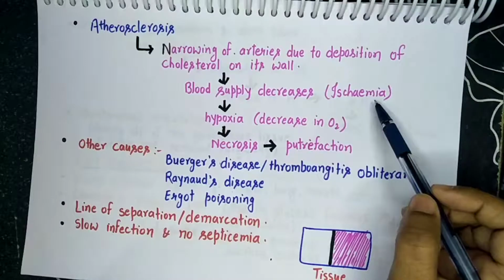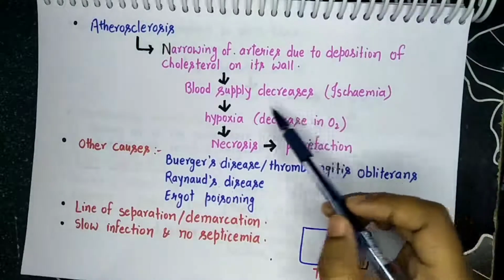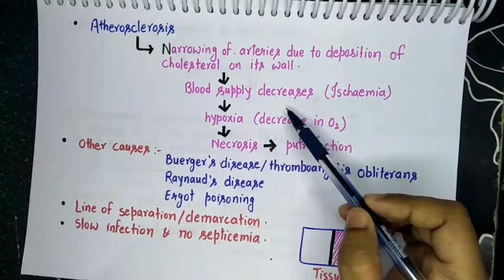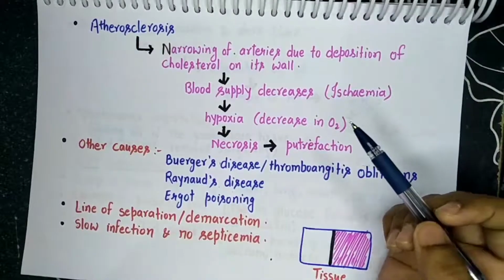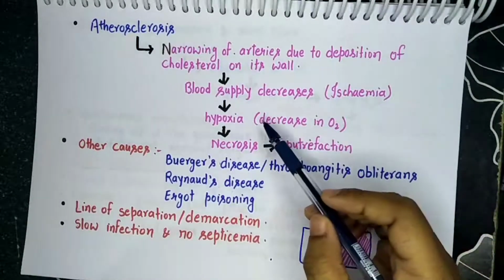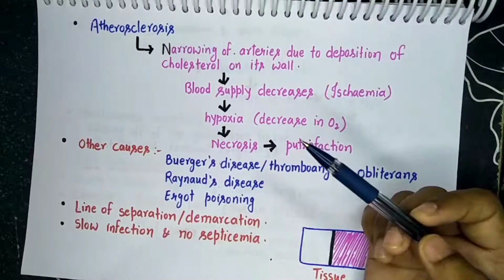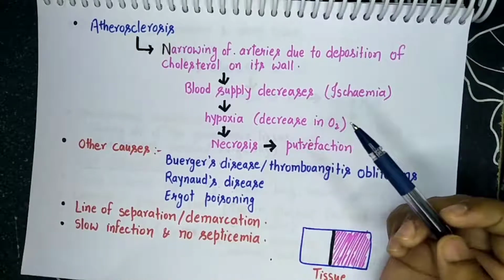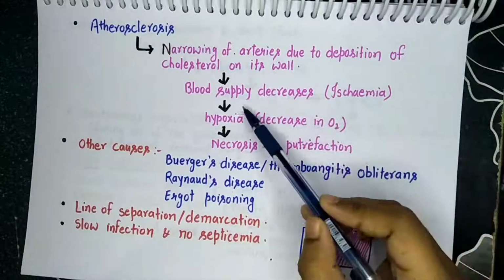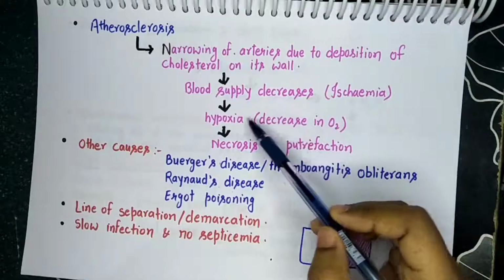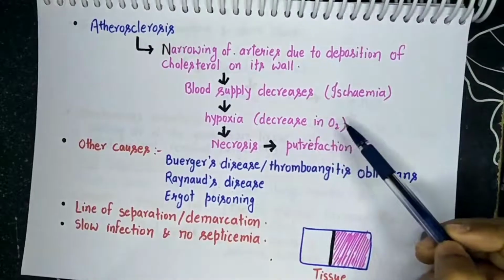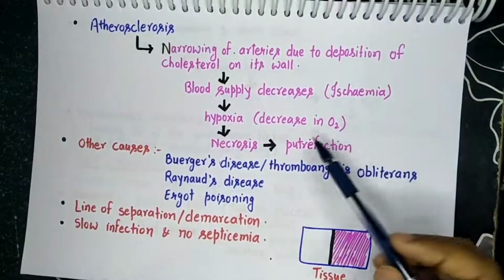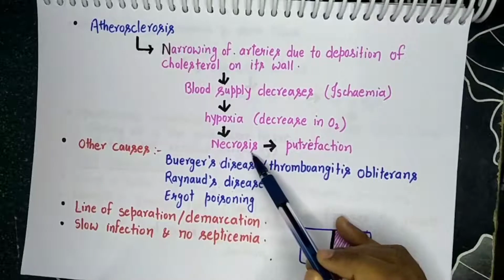Due to ischemia, as we all know that blood carries oxygen, CO2, all these gases to different parts of the tissues. It carries oxygen to the different tissues of our body and removes carbon dioxide from there. So due to decreased blood supply, there will automatically be hypoxia, decrease in oxygen supply to the tissue, due to which necrosis takes place.